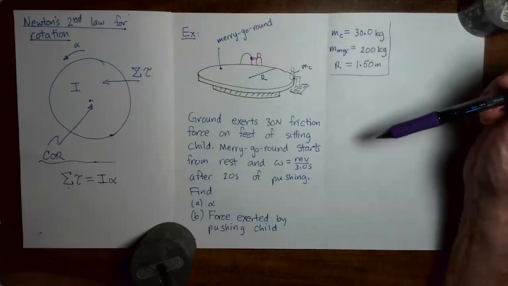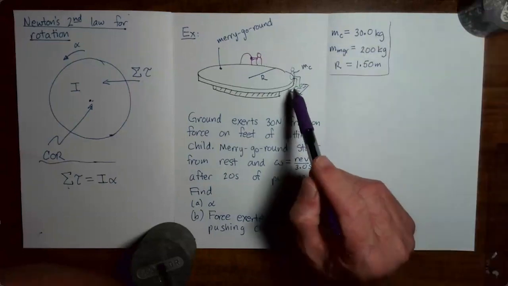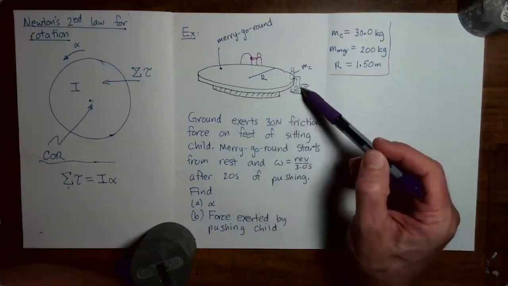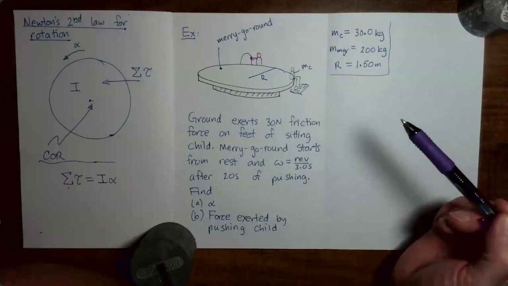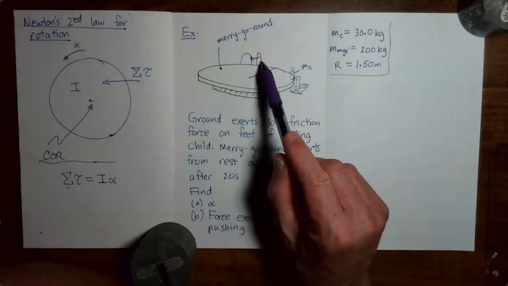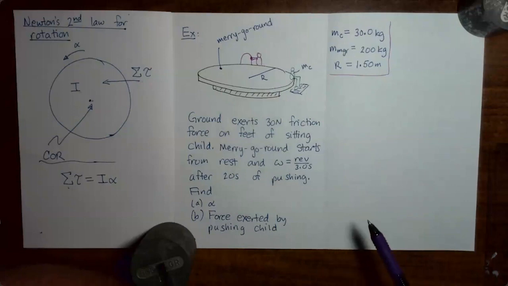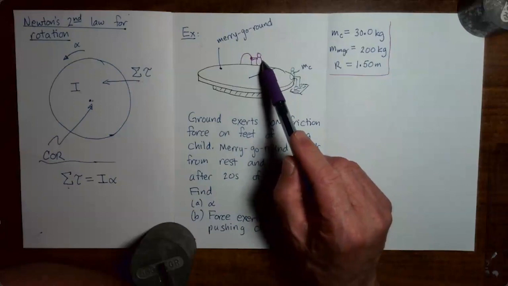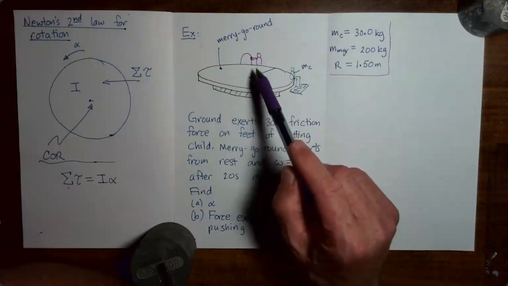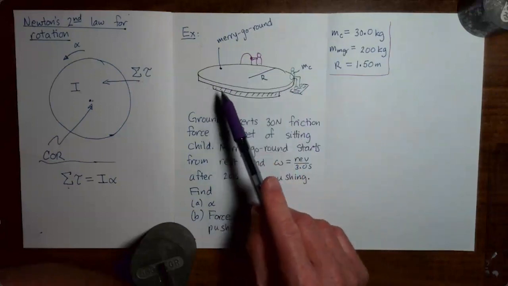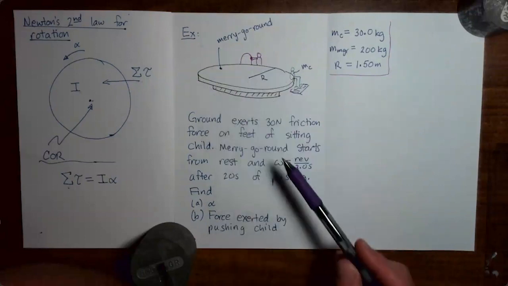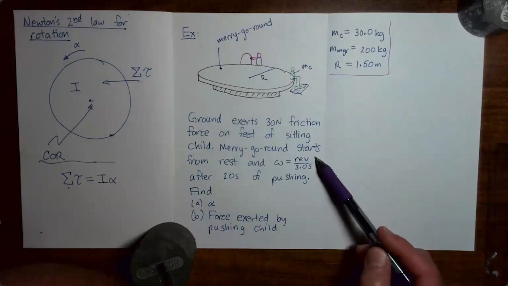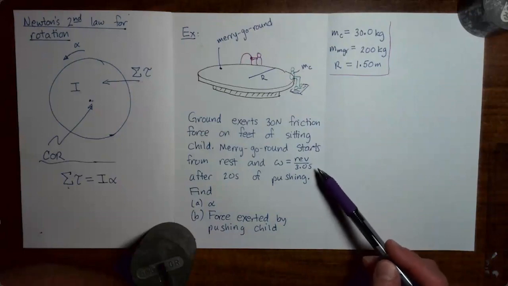Here's the example problem we're going to do. We have two children playing on a merry-go-round. This child over here is sitting on the merry-go-round with their feet contacting the pavement below. This child over here is going to push on the merry-go-round. The merry-go-round is going to start from rest, and then as this child continues to push, the merry-go-round will have an angular acceleration up until the angular velocity of the merry-go-round reaches 1 revolution per every 3 seconds.